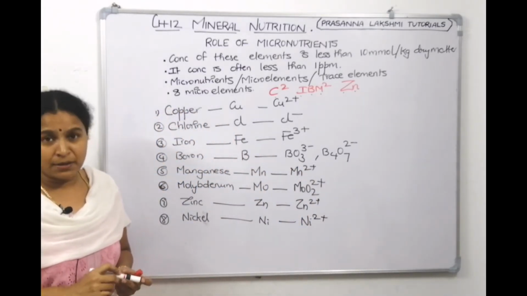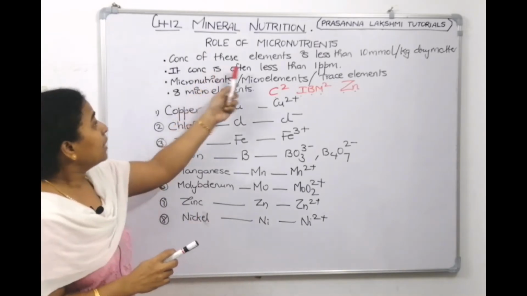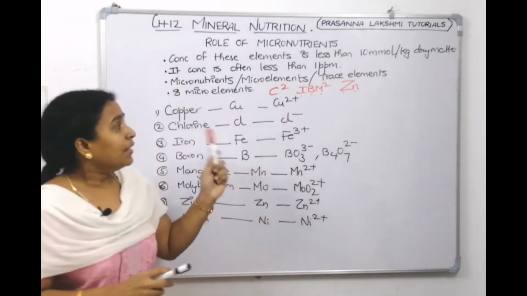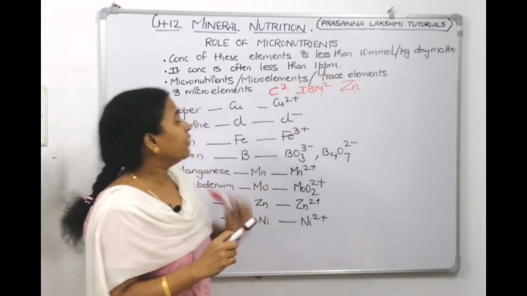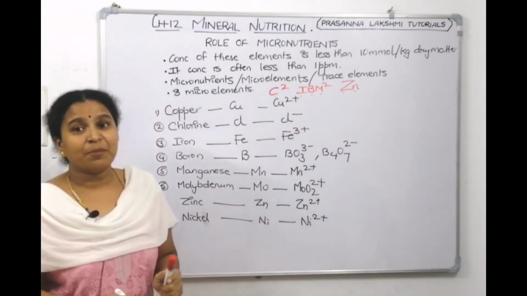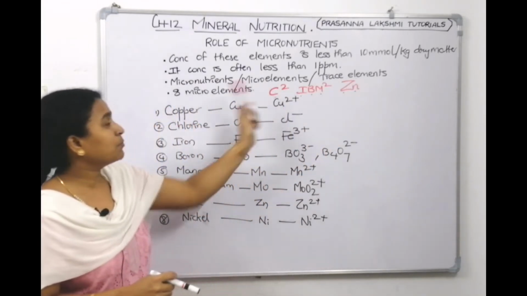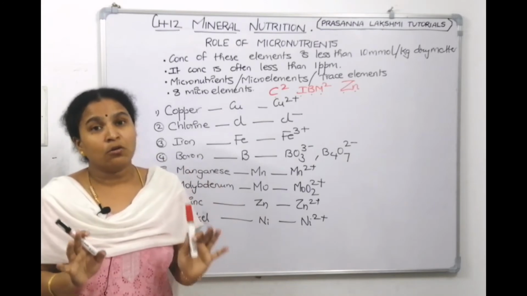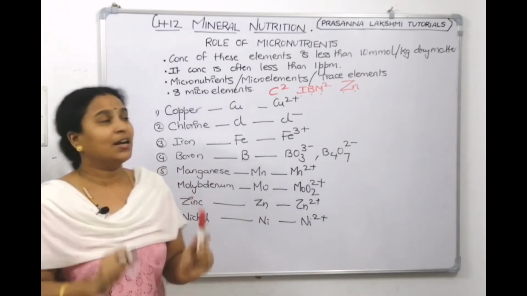So we started microelements, and we are saying that the concentration of a microelement is less than 10 millimoles per kg dry matter of the plant. In terms of ppm, it is less than 1 ppm. Since they are taken by the plant in such low concentration, we call them trace elements and microelements. How many are there in number? 8 are micro, 9 are macro, and 8 plus 9, 17 are essential elements.